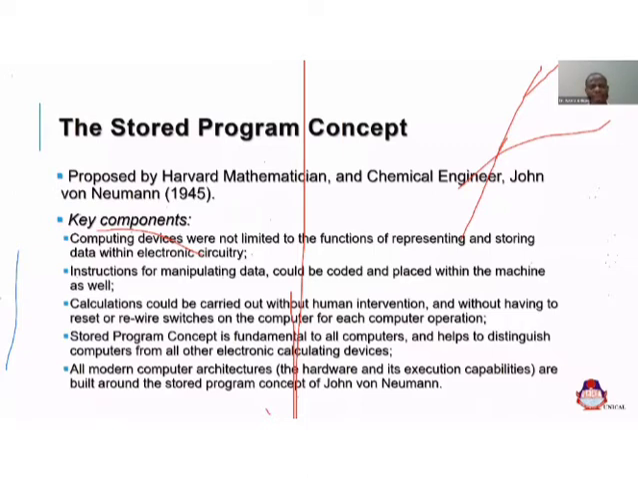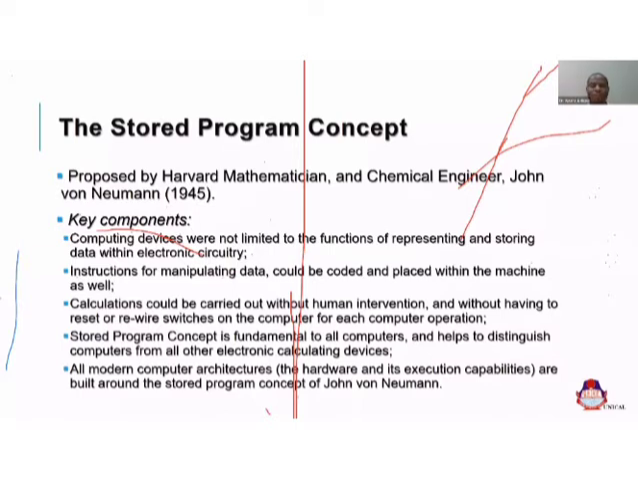What are the key components of this stored program concept? John von Neumann postulated that computing devices were not limited to the functions of representing and storing data in the computer's electronic circuitry, in the computer's components. Computers could do more apart from just storing and representing data within themselves. He stated that instructions for manipulating data could be coded and placed inside the computer itself. And that's what we see today.